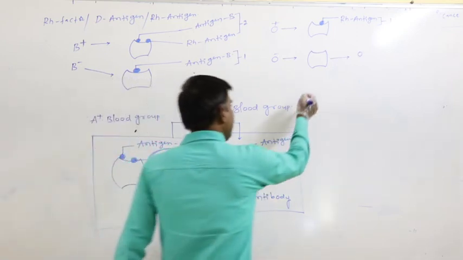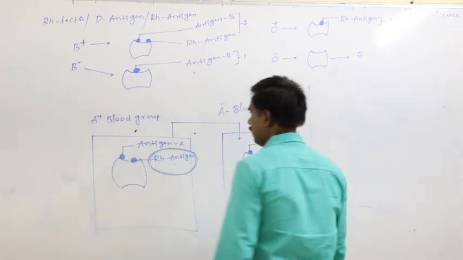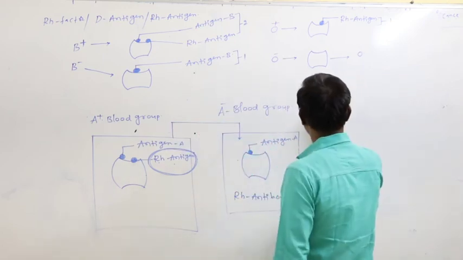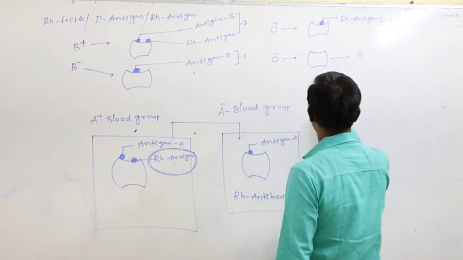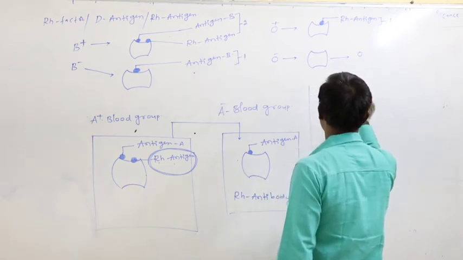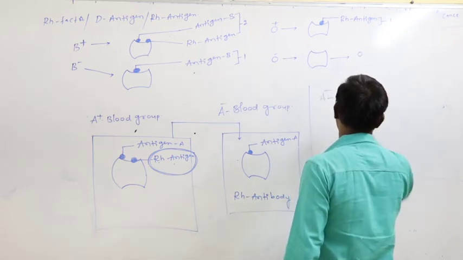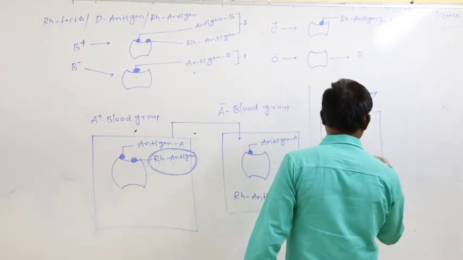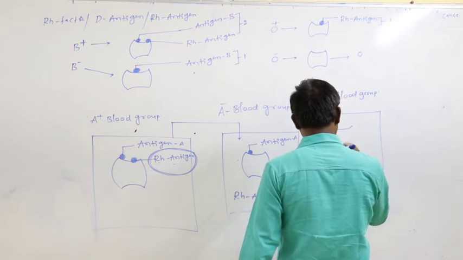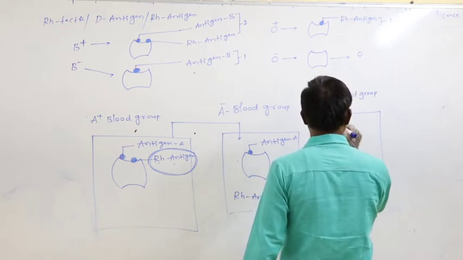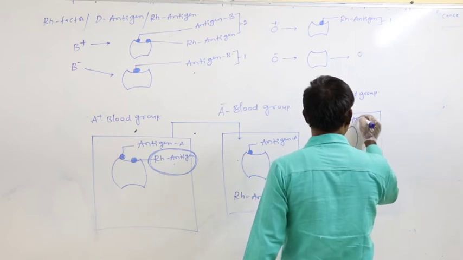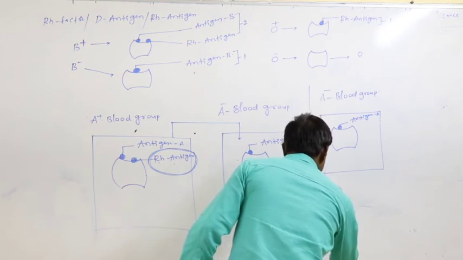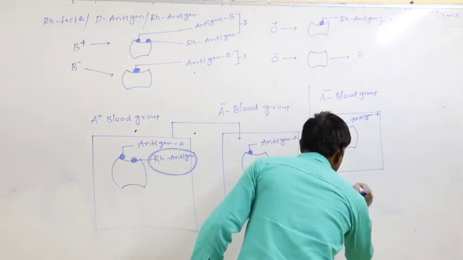Similarly, consider the reverse case: transfusing blood from A negative to A positive. For example, if I transfer blood from the A negative blood group, on the surface of RBC only antigen A is present. Again, this is the A positive blood group.